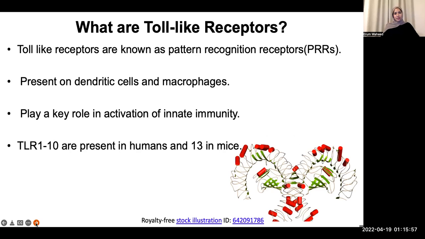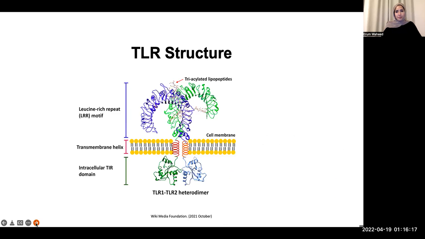What are toll-like receptors? Toll-like receptors are type 1 transmembrane receptors known as pattern recognition receptors. They are present on dendritic cells, macrophages, and leukocytes, and they play a key role in the activation of the innate immune system. Toll-like receptors 1 to 10 are present in humans and 13 in mice.